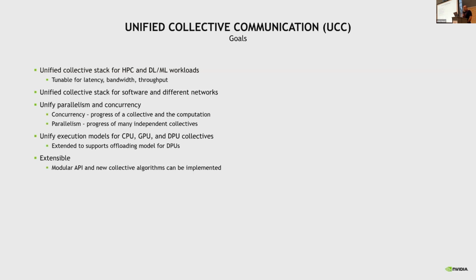Let's see what else makes sense to say. It's modular, so like any framework, you can add new capabilities. Over time we're adding support for additional capabilities.